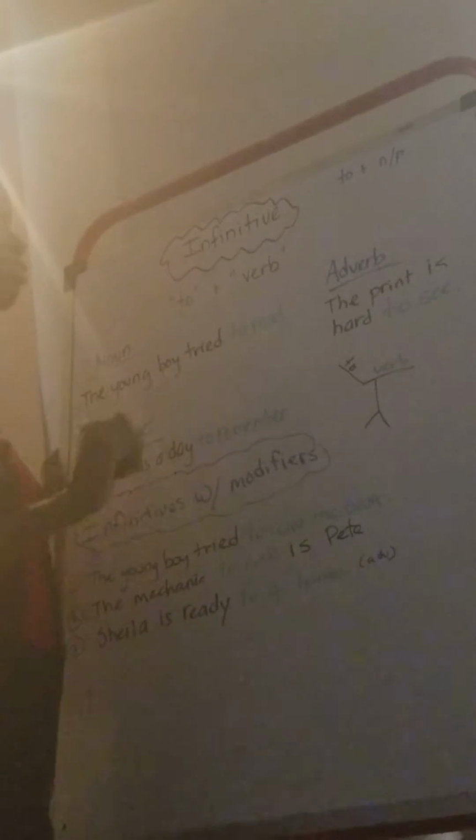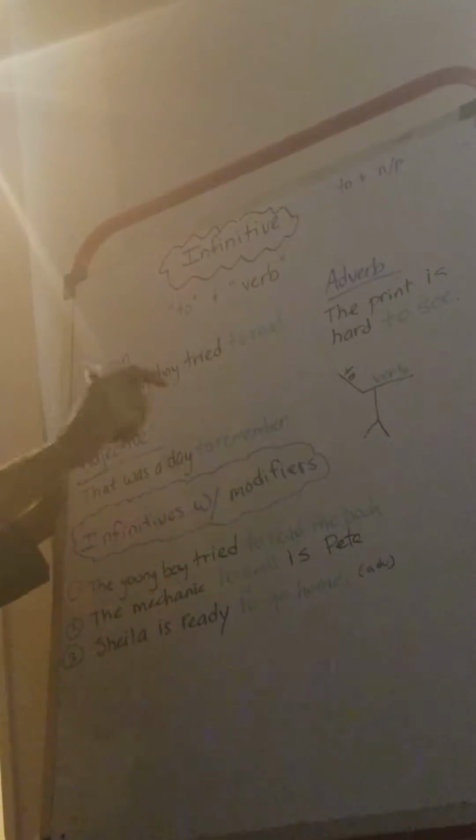Okay, so quickly I want to go through an infinitive as well. An infinitive is to plus a verb used as a noun, adjective, or an adverb. Remember, to plus a noun or pronoun is not an infinitive. That would be a prepositional phrase. To would be our preposition. The noun or pronoun would be our object of the preposition. So make sure that you don't get those confused.